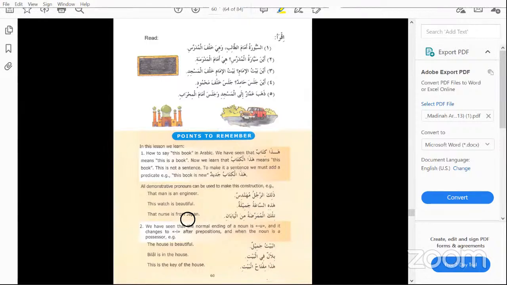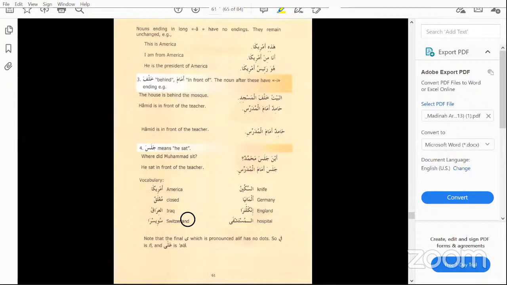That nurse is from Japan. Tilkal mumarrazatu minal yabani. We've seen that the normal ending of a noun is u, and it changes to i after prepositions. And when the noun is a possessor, example, the house is beautiful. Al-baytu jamilun. Bilal is in the house. Bilalun fil bayti. This is the key of the house. Haza miftahul bayti. Nouns ending in long a have no endings. They remain unchanged. Example, this is America. Hazihi Amrika. I am from America. Ana min Amrika.